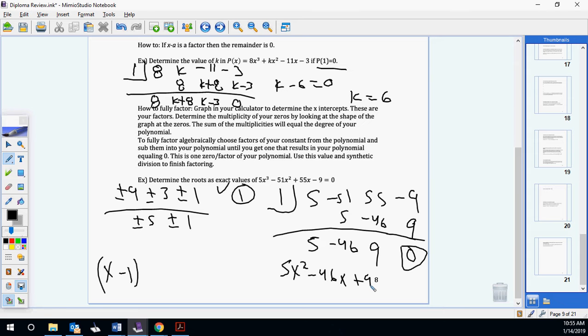This one is factorable. 5 times 9 is 45. Factors of 45 that get you 46 are negative 45 and negative 1. When you factor that out, you take a 5x out and a negative 1 out. It's going to give you 5x minus 9 and x minus, 5 comes out, that's a negative 9, and I take a negative 1 out. Sorry, it's 5x minus 1, x minus 9.